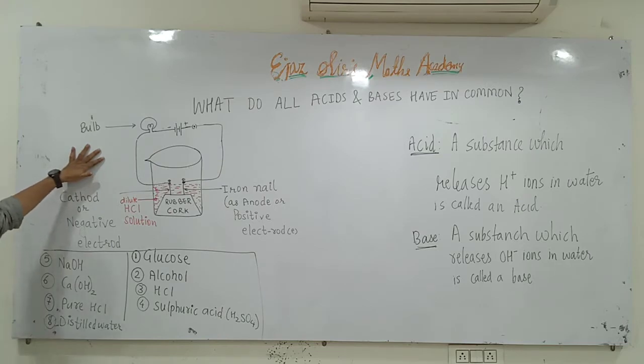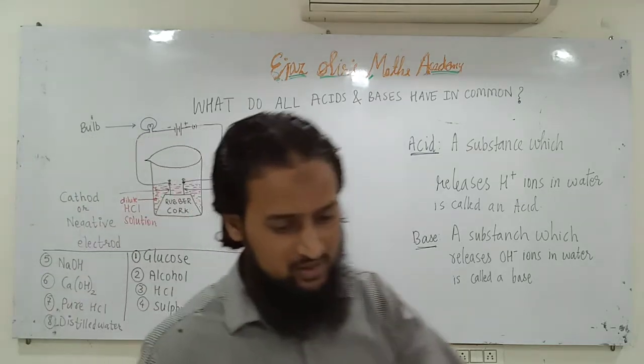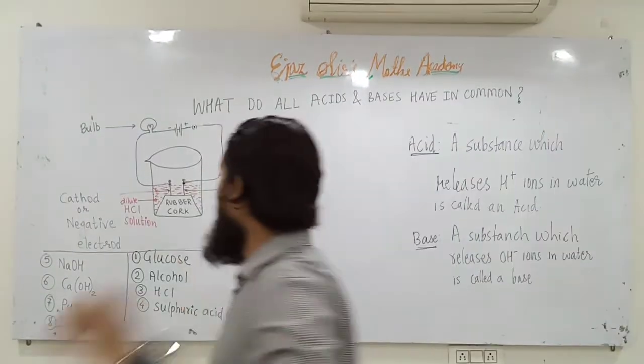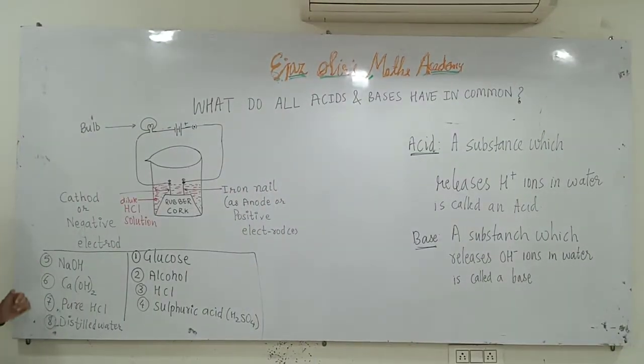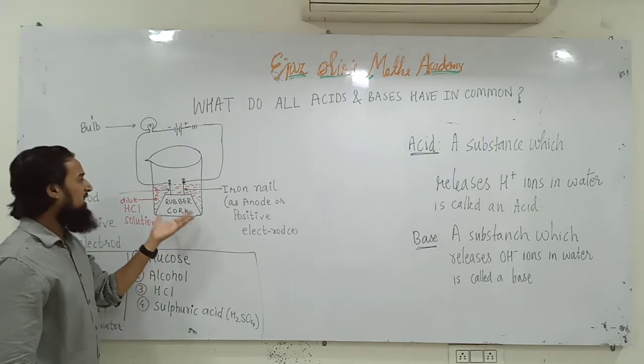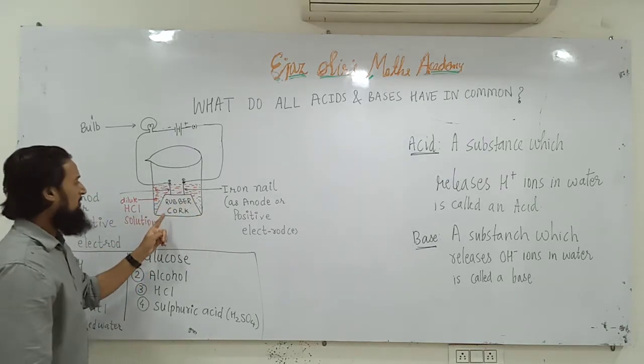We have to perform an activity. It is activity 2.8 given on page number 22 for the CBSE board, and for the state board we will have to see the page number. See, this is a mug. It is a mug containing a rubber cork.